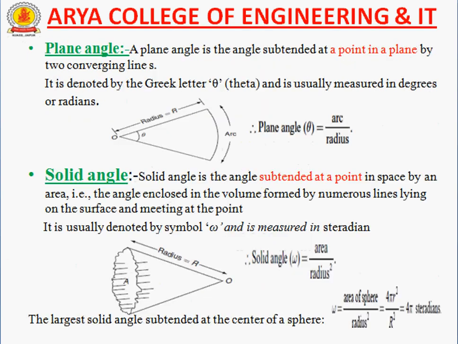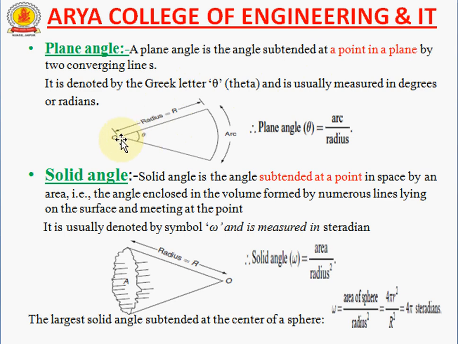Now next term, plane angle. A plane angle is the angle subtended at a point in a plane by two converging lines. It is generally denoted by the Greek letter theta. It is usually measured in degrees or radians. So this is the angle theta.